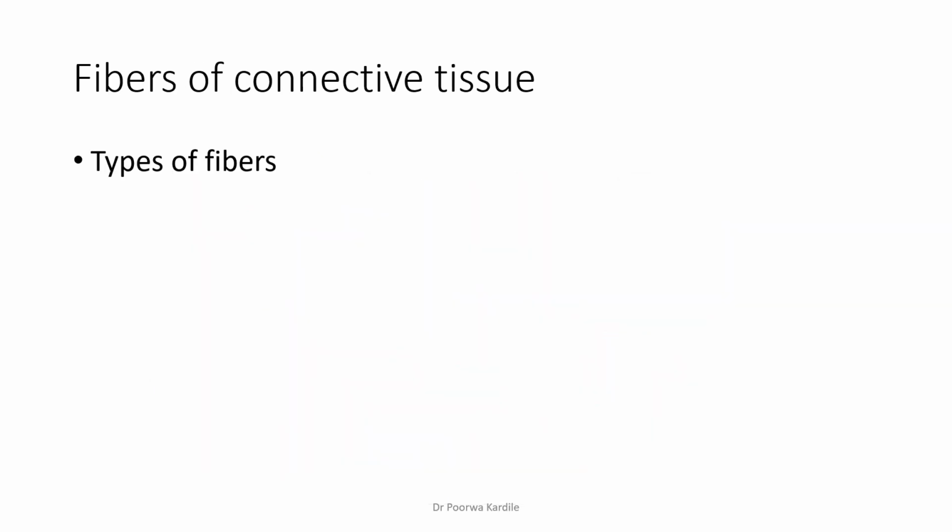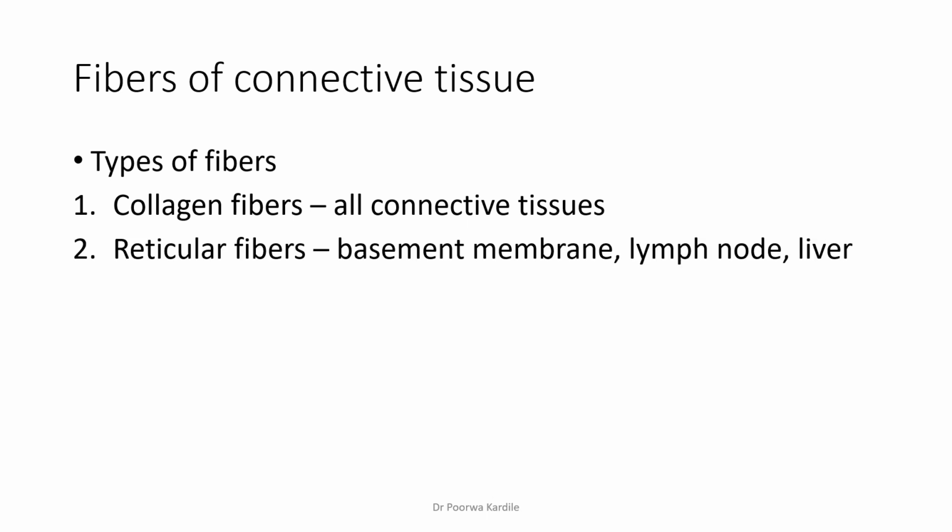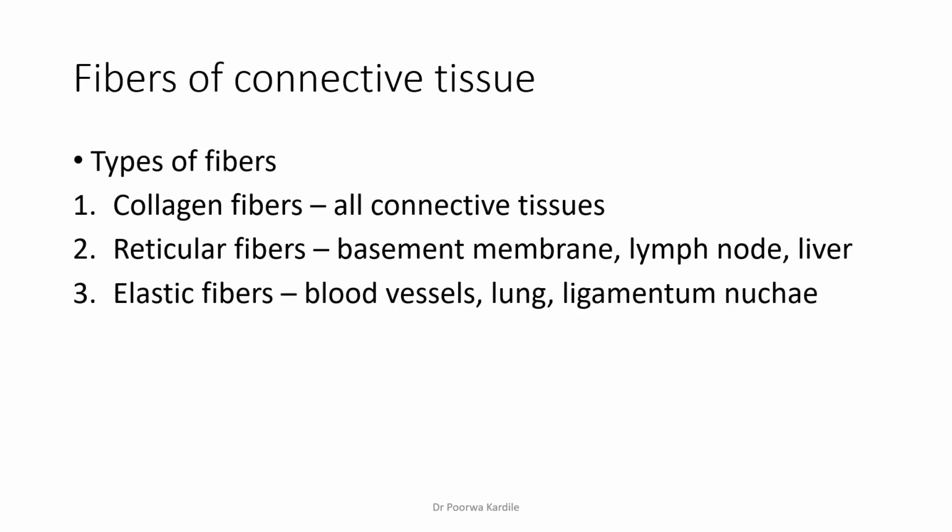There are three types of fibers in the connective tissue. First type is collagen fibers. They are present in all the connective tissues. Then the reticular fibers are mainly seen in the basement membrane, lymph node and liver. And the third variety of fibers are elastic fibers. They are present in the blood vessels, mainly in tunica media.